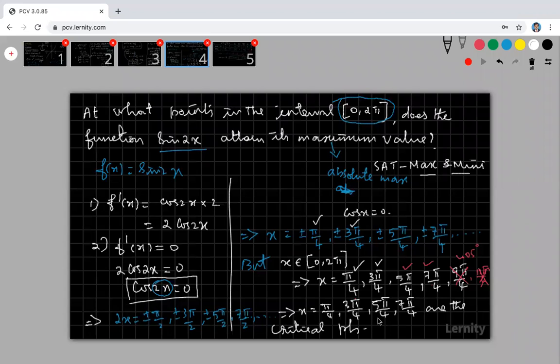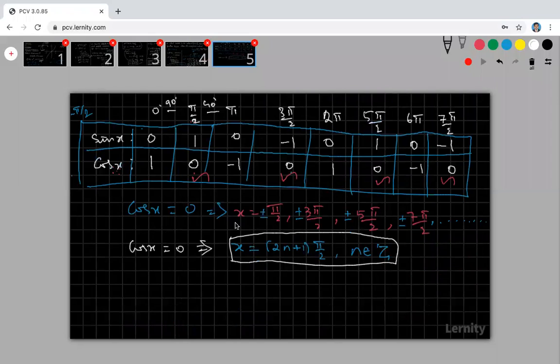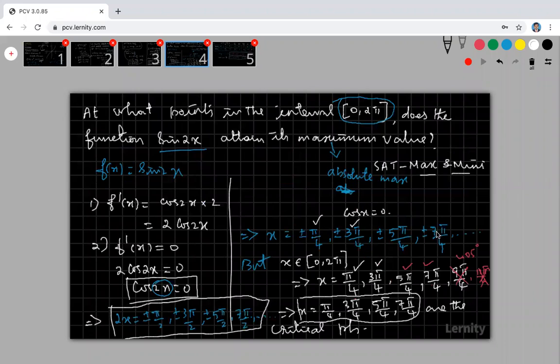Are you okay? This is my second step. As usual, I am taking f dash of x equal to 0 and finding my x values. Look at how I am writing this: 2x is equal to, using this, x is equal to (2n plus 1) pi by 2, or x is equal to plus or minus pi by 2, plus or minus 3 pi by 2, plus or minus 5 pi by 2, plus or minus 7 pi by 2. Here, I have 2x, so 2x is equal to plus or minus pi by 2, plus or minus 3 pi by 2, plus or minus 5 pi by 2, plus or minus 7 pi by 2.